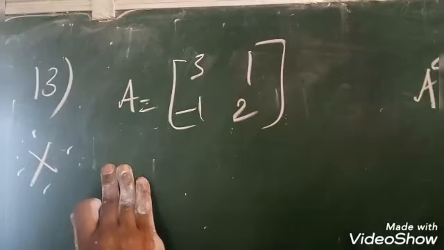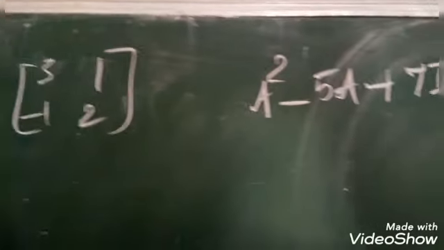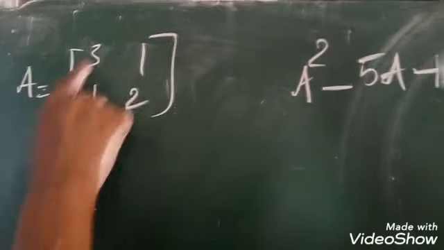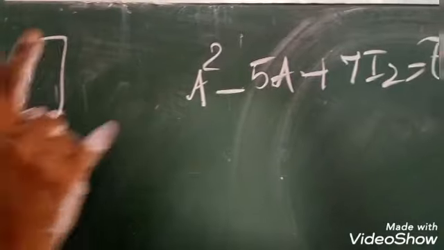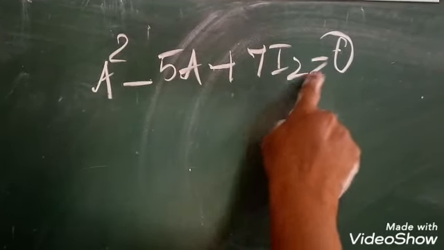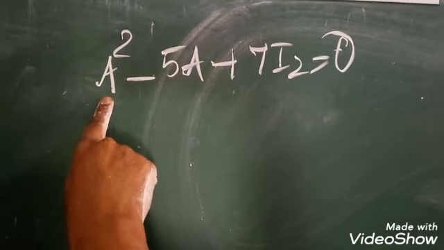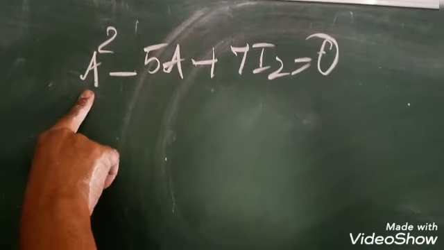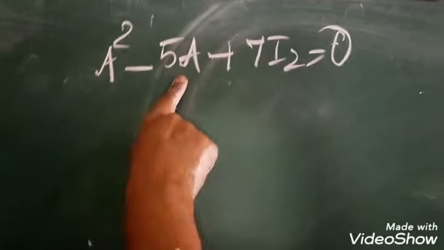This is very important, the last sum, girls. A matrix A is given: 3, 1, minus 1, 2. We want to prove that A squared minus 5A plus 7I2 is equal to 0. Here A squared means the multiplication of A into A. Then you want to multiply with the minus 5A.